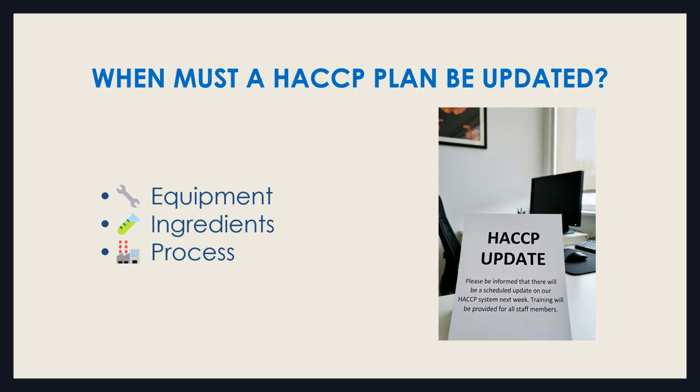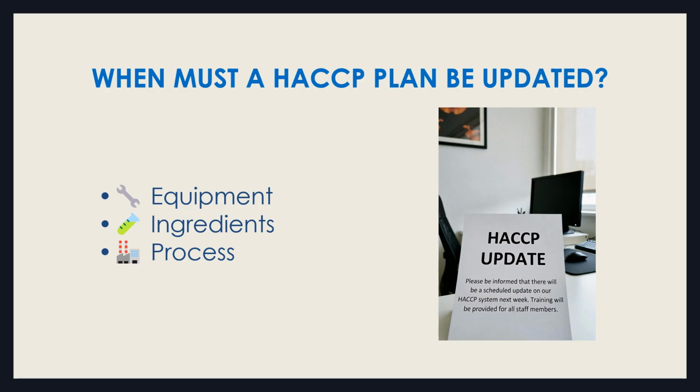One important point that often gets overlooked is that a HACCP plan is not a one-time document. A HACCP plan must be reviewed and updated whenever there are changes that could impact food safety. This includes changes to ingredients, suppliers, equipment, processing steps, packaging, or even production volumes.